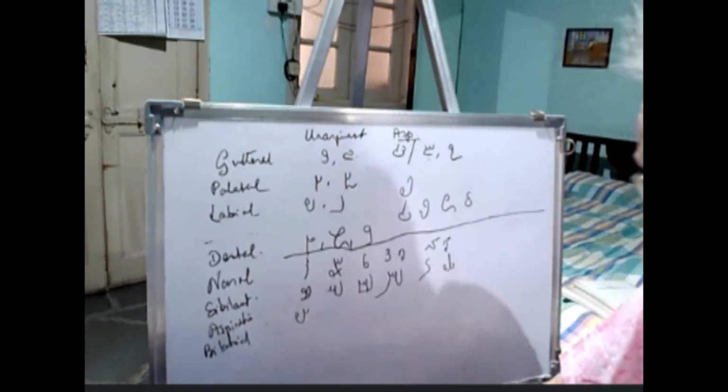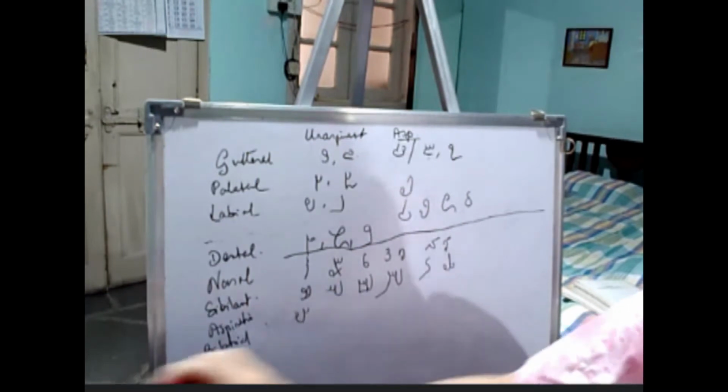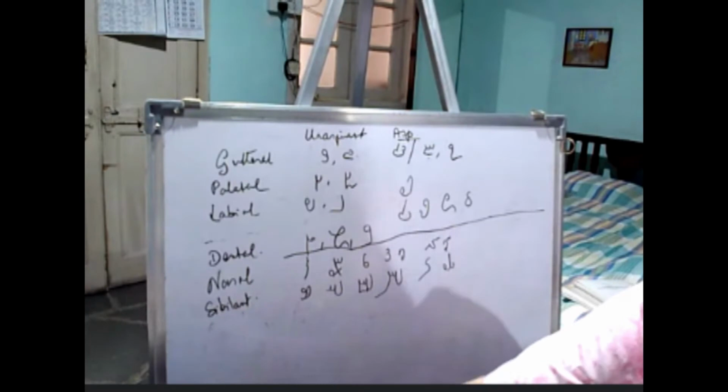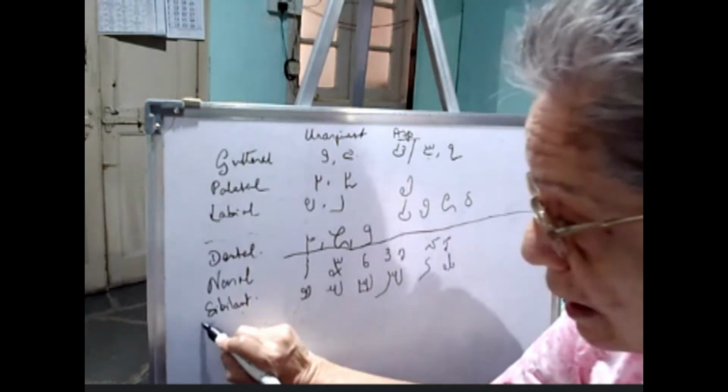There's also semi-vowel or liquid: ya, va, and ra before aspirant. Oh yes, I'm sorry, I forgot that. I skipped it after the sibilant. So semi-vowel and liquid.